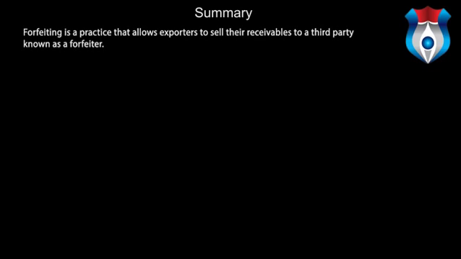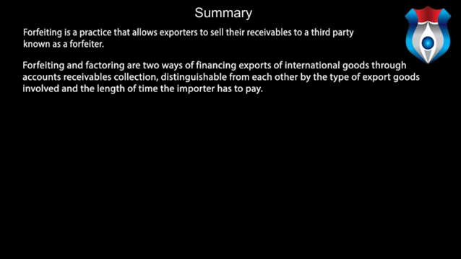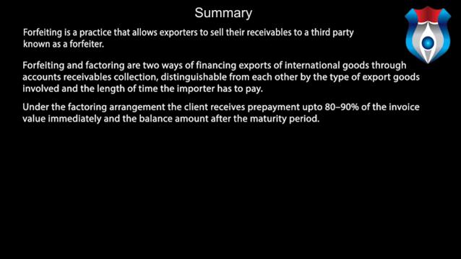Now, in the end, let us summarize what we have learned in this lecture. Forfeiting is a practice that allows exporters to sell their receivables to a third party known as a forfeiter. Forfeiting and factoring are two ways of financing exports of international goods through accounts receivables collection, distinguishable from each other by the type of export goods involved and the length of time the importer has to pay. Under the factoring arrangement, the client receives a prepayment up to 80 to 90% of the invoice value immediately and the balance amount after the maturity period.